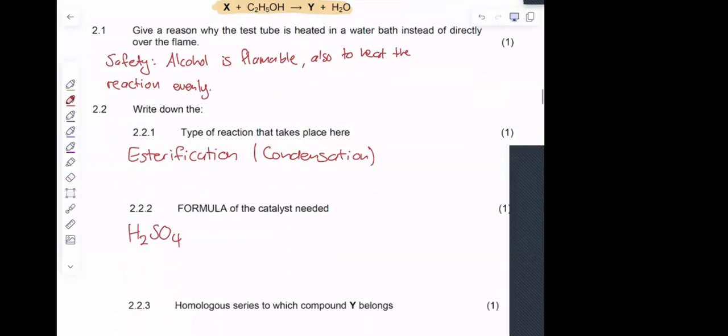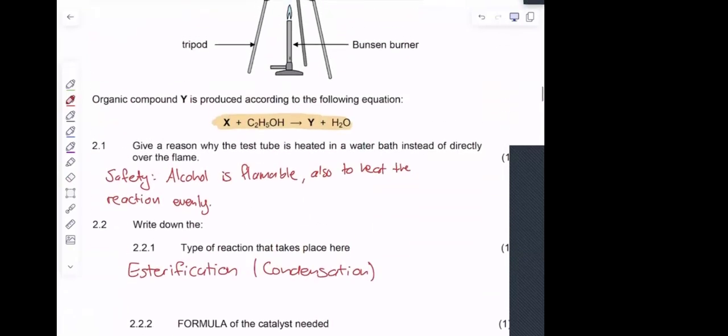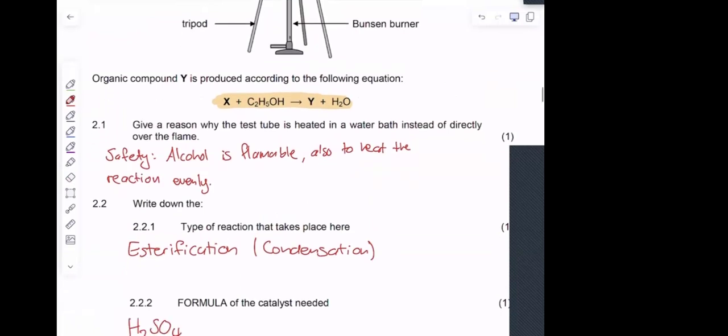Let's move down there. 2.2.3, name the homologous series to which compound Y belongs. Remember, compound Y is one of our products. What is a homologous series that compound Y belongs to?